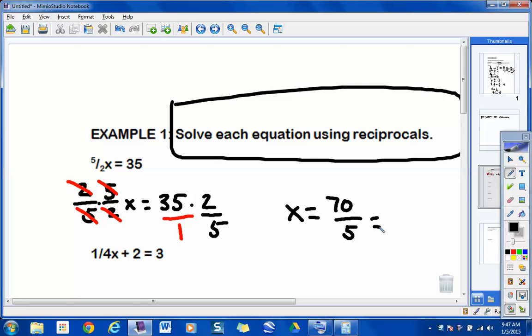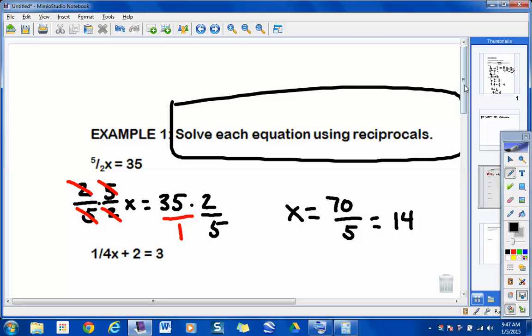What did you get? X equals 14. Okay. How am I going to get rid of that fractional part? You're going to multiply by its reciprocal. Good. All right, so let's take a look at the second one.